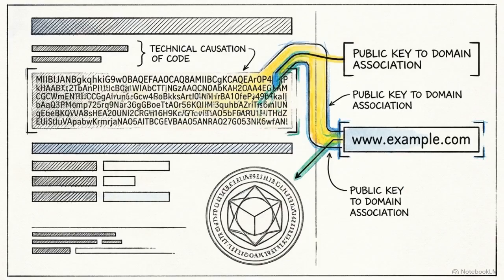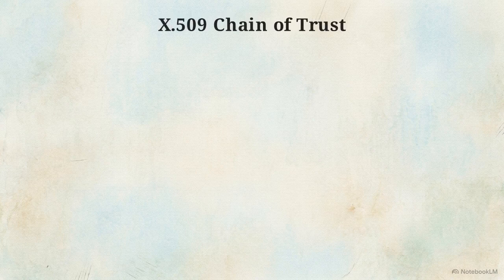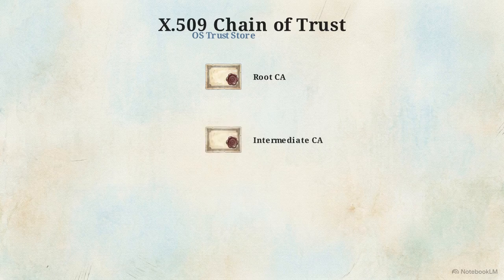This digital document is an X509 certificate. Its primary function is cryptographic binding. It officially connects a specific public key to a verified domain name identity. We trust this binding through a hierarchy shown here, called the chain of trust. The operating system ships with pre-installed root certificate authorities. The root signs an intermediate CA, and that intermediate signs the leaf certificate on your web server.